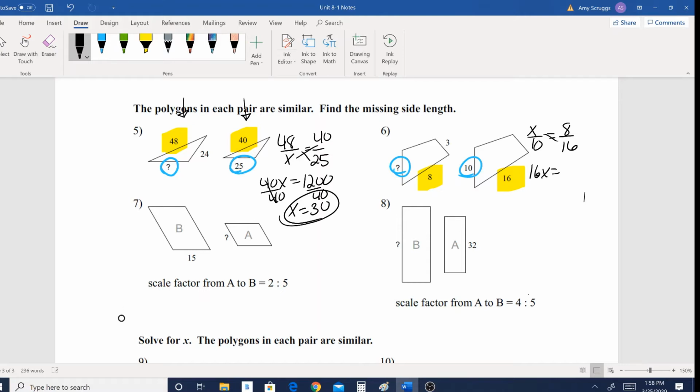together. So this will give us 16x is equal to 80. And if you divide both sides by 16, let's see what that is. You're going to get 5. So that side has a missing side of 5.